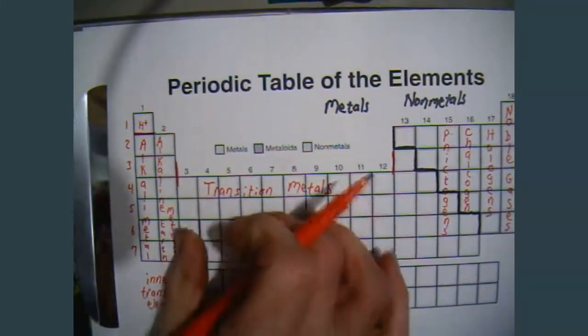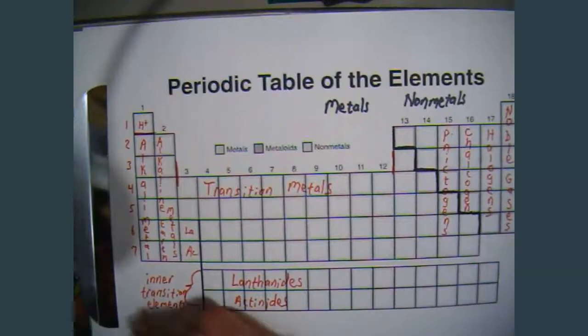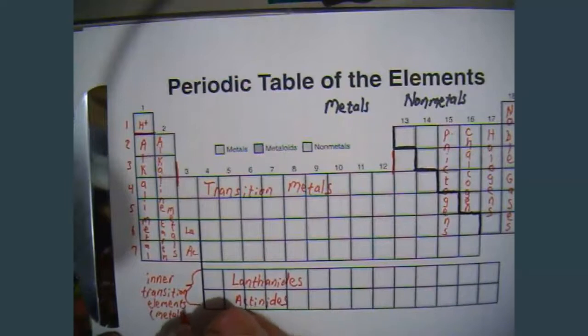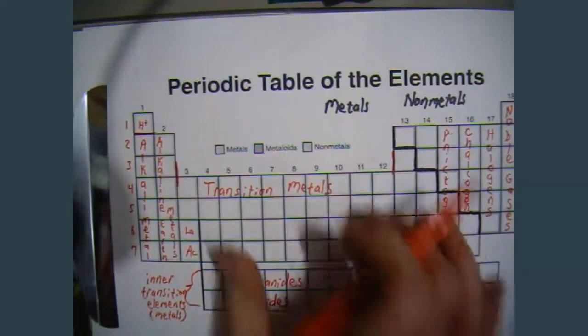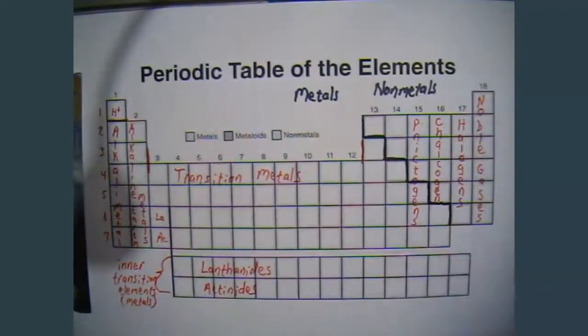Because they would be inside the transition metals, or inner transition metals would be another term for that. Now, if you put those in the body of the periodic table, it gets really, really long. Doesn't fit in there quite as well, but hey, it is what it is. All right. So once we go through those, then we have a couple of other things.